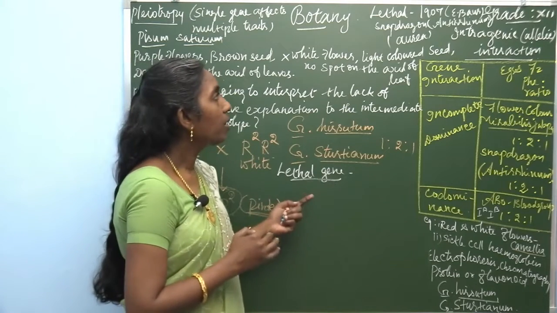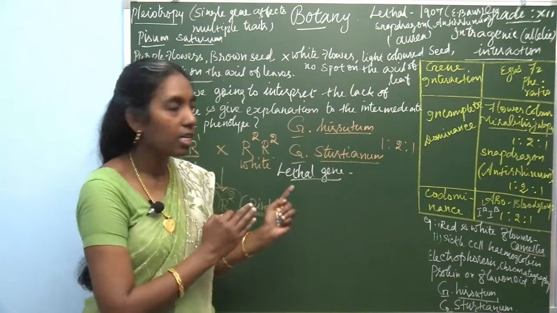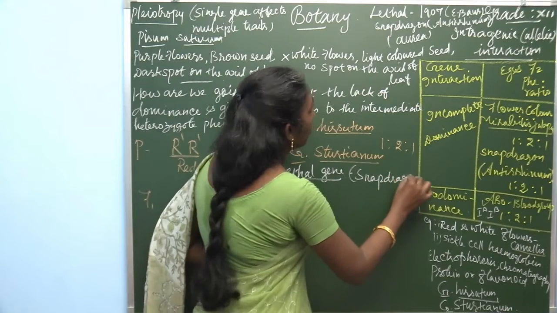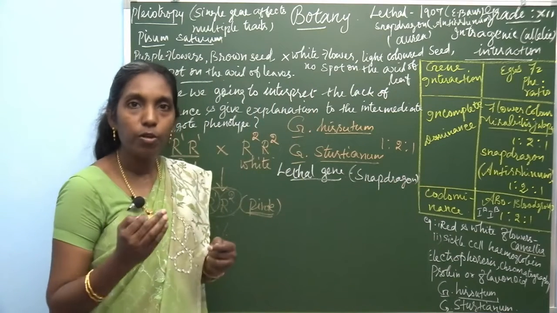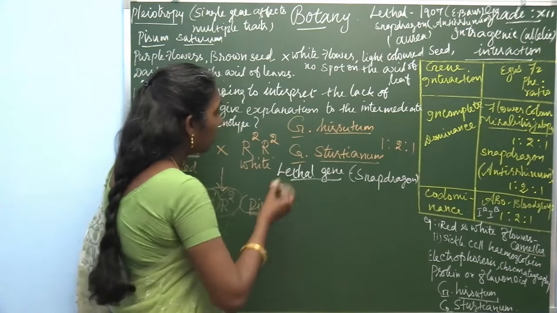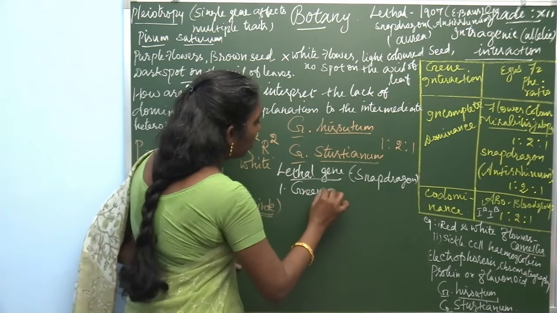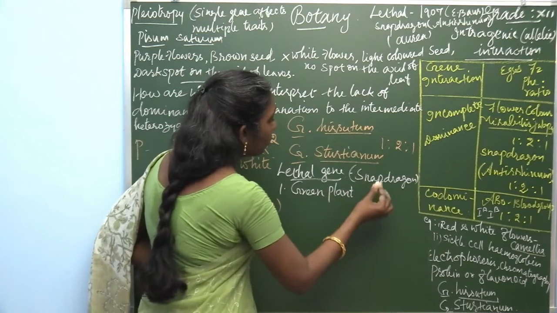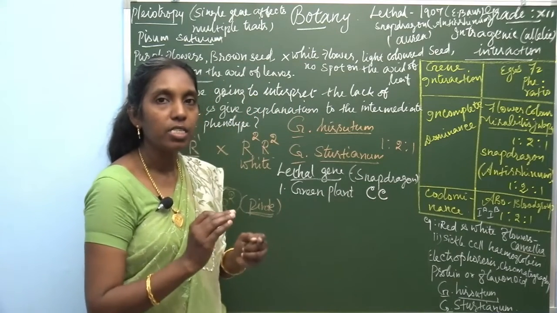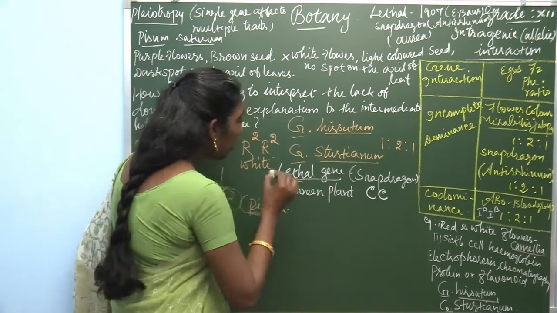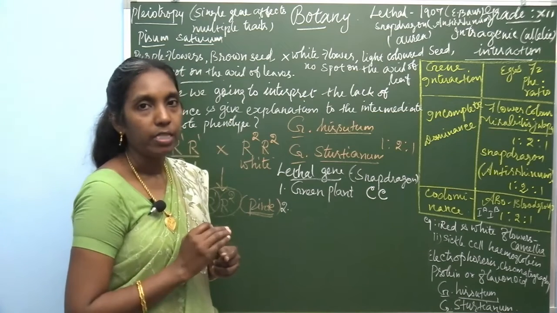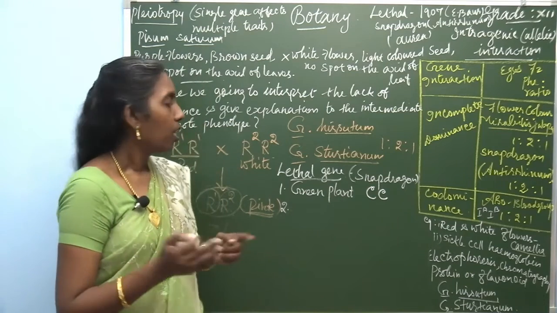Let's see what is the example of this in the snapdragon. In snapdragon, it produces 3 different types of plants. The first type of plant is the green plant, which has capital C, capital C. The allele present in this is capital C, capital C. This green plant has chlorophyll pigment. We all know the plants which possess chlorophyll.